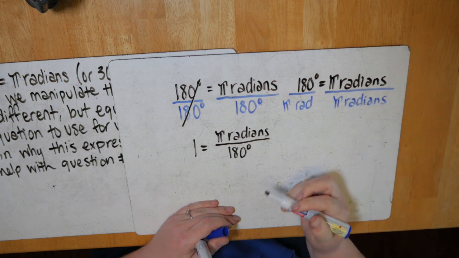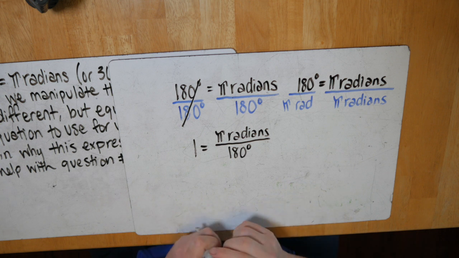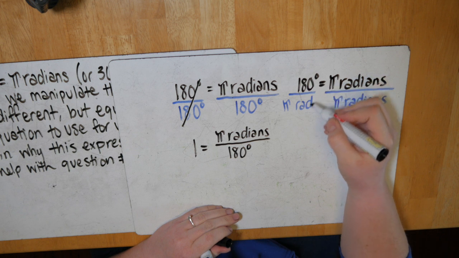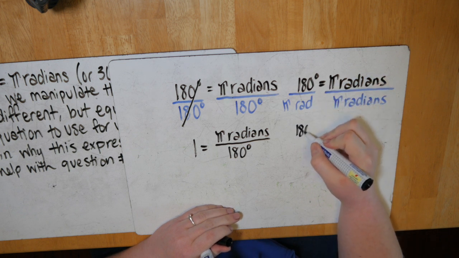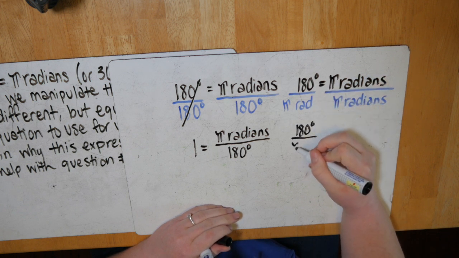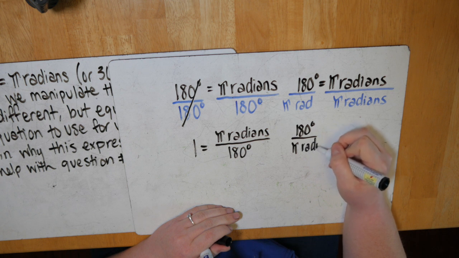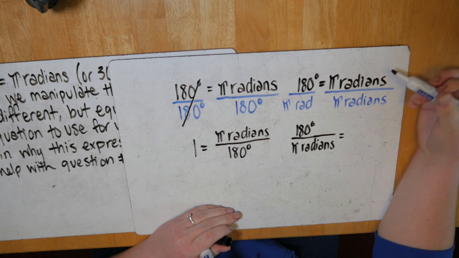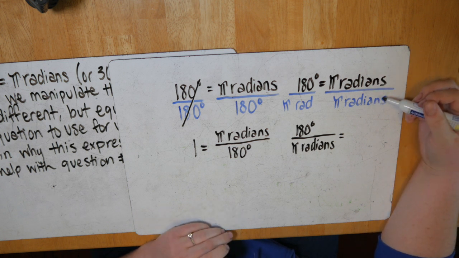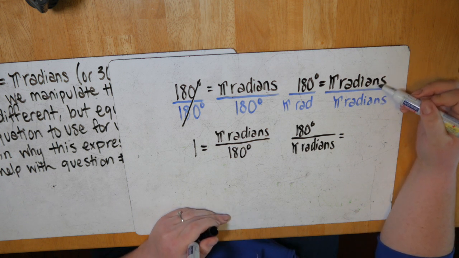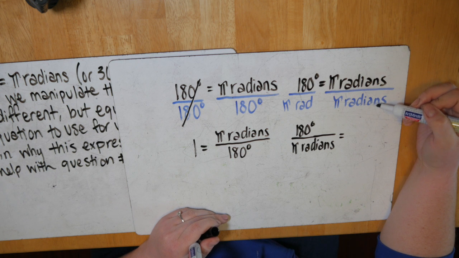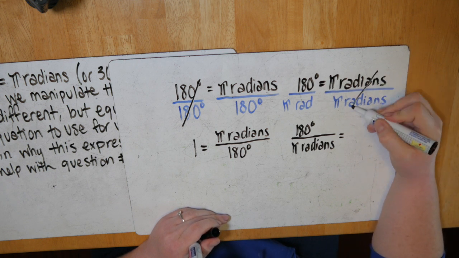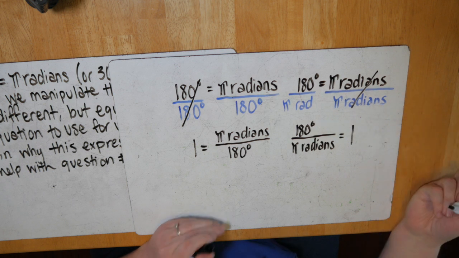Divide both sides by pi radians. That would get us 180 degrees divided by pi radians equals pi radians divided by pi radians. And again, anytime you divide something by itself, those things will divide out to equal 1.